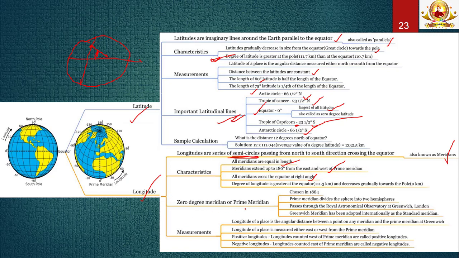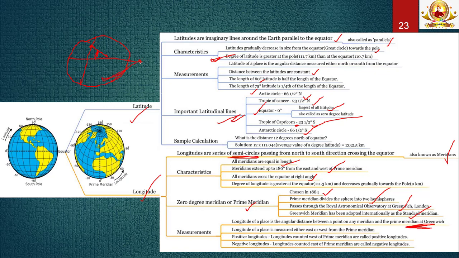Then the 0 degree meridian or prime meridian. This was chosen in 1884. It divides the sphere into two equal hemispheres, one is the western hemisphere and the other is the eastern hemisphere. It passes through the Royal Astronomical Observatory at Greenwich. That is why Greenwich was chosen. This has been adopted internationally as a standard meridian, as we have studied.